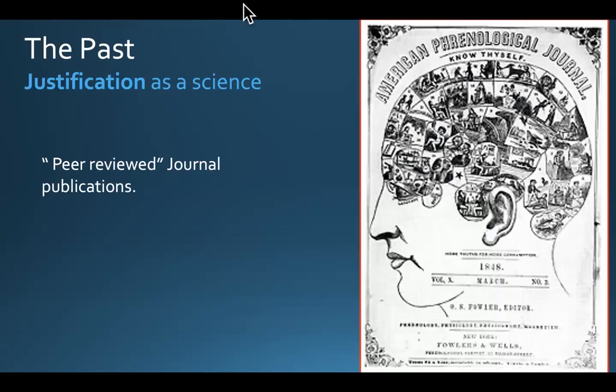Look, this is the American Phrenological Journal, and you see the different pictures of different abilities in the brain. This is 1848, the middle of the 19th century, very popular. And you have the so-called peer-reviewed journal publication, meaning phrenologists will have other phrenologists review that, and many times you believe this is evidence that it is correct, which I believe is very misleading.